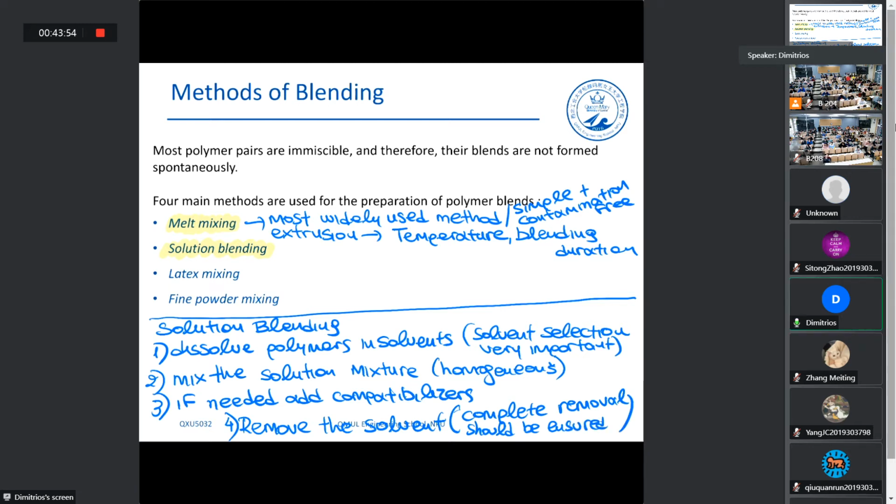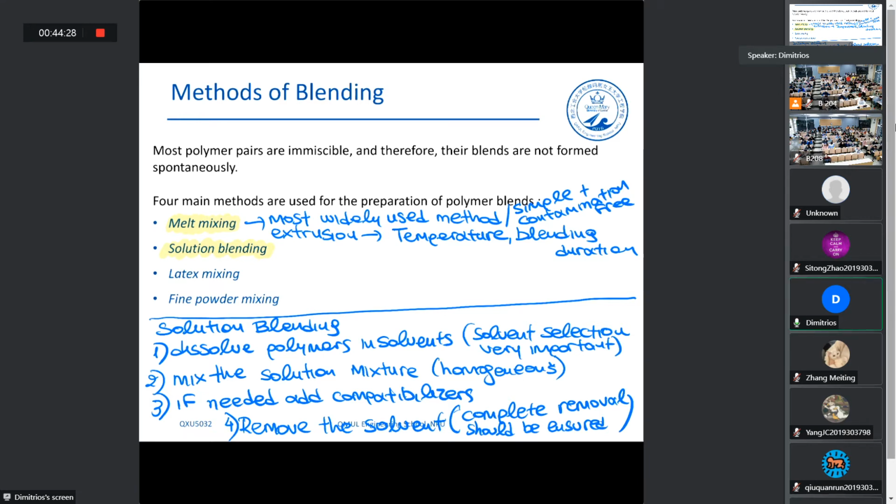Okay, because any presence of solvent in the final mixture will essentially reduce the ultimate properties of the blend. So the properties will not be as good or as expected, because the solvent within the structure of the polymer will reduce its ultimate properties, making it more brittle, making it less stable thermodynamically, and so on.